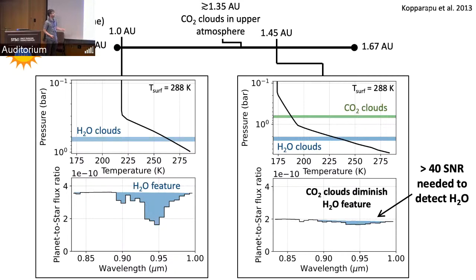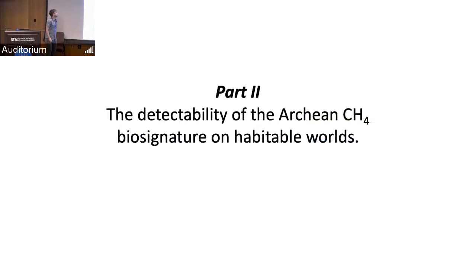This is the second point I want to make about the detectability of water vapor. It is probably hard to detect, or I think it might be hard to detect, in the outer habitable zone because of CO2 clouds. Part 2 is on the detectability of Archean methane biosignature on habitable worlds.